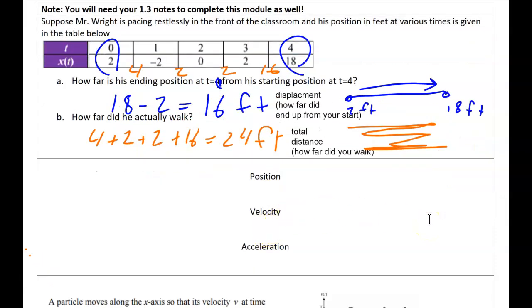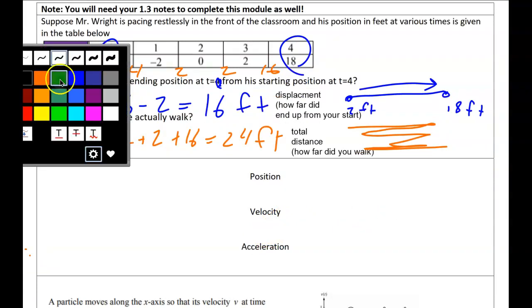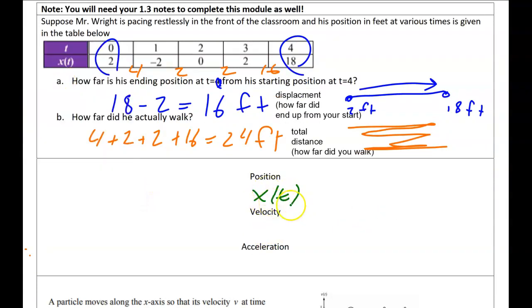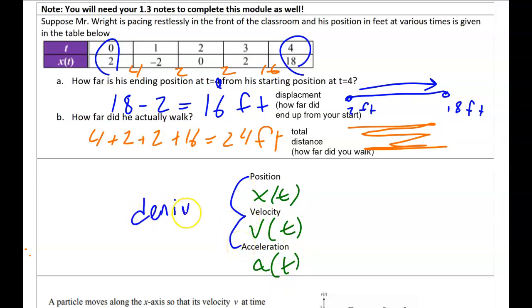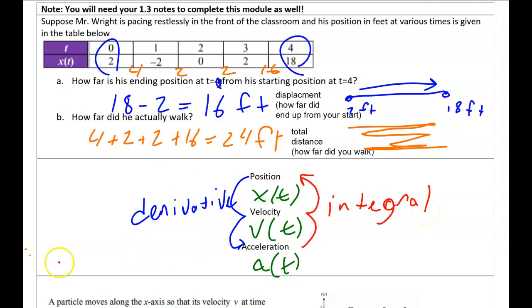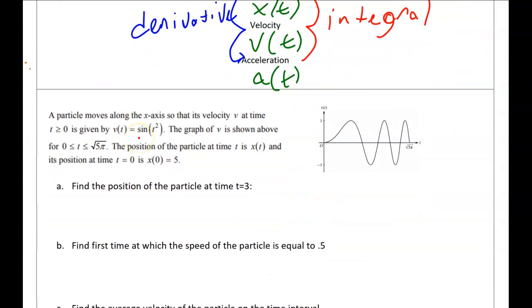So notation-wise, we have position being x of t, velocity being v of t, and acceleration being a of t. And we know, right, that to go from position to velocity or velocity to acceleration is a derivative. Now, we can also go the other way. So to go from acceleration to velocity or velocity to position, an integral. And our units work the same way, but in reverse. So now we have the power to tackle some pretty complex questions here.